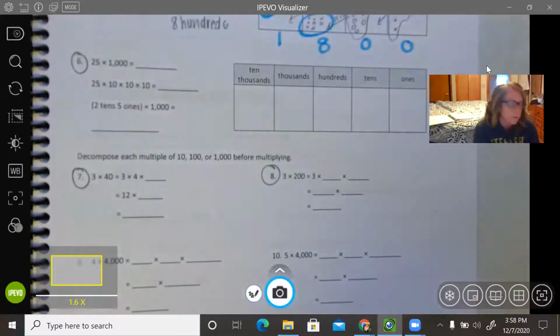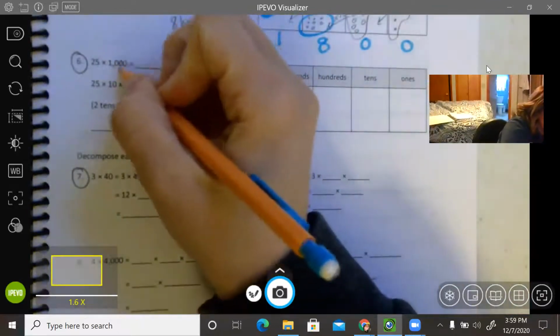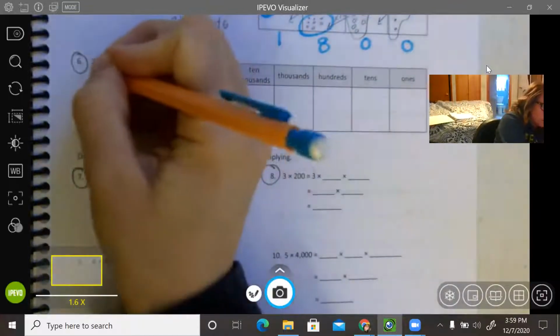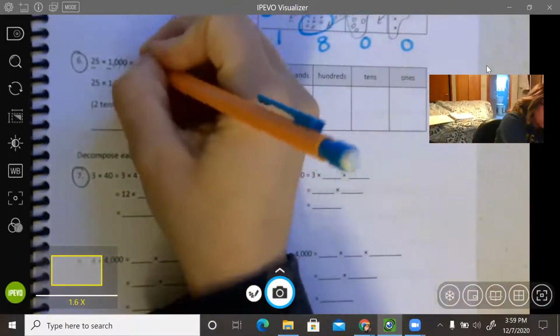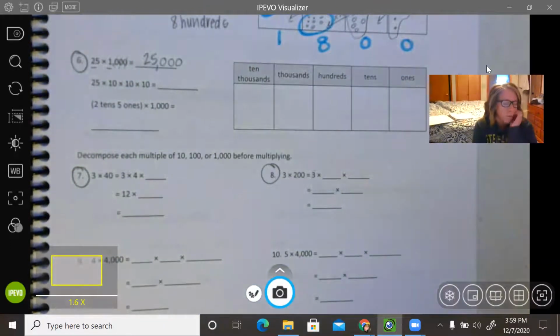Okay, number 6, 25 times 1,000. Let's go ahead and solve this one using our extended fact strategy. We're going to take off 3 zeros, put them in our answer. We're left with 25 times 1 equals 25. So 25 times 1,000 equals 25,000.